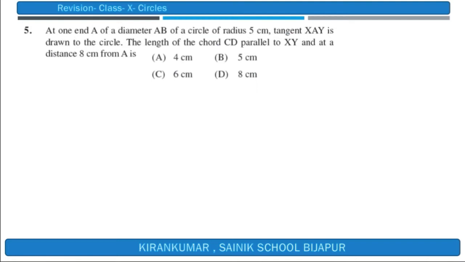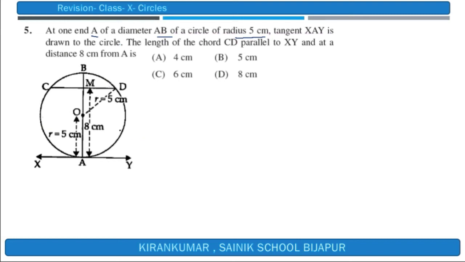Question number 5. At one end A of diameter AB of a circle of radius 5 centimeter, tangent XAY is drawn to the circle. The length of the chord CD parallel to XY and at a distance 8 centimeter from A is. So we need to find out the length of the chord here. Let me draw a suitable figure.